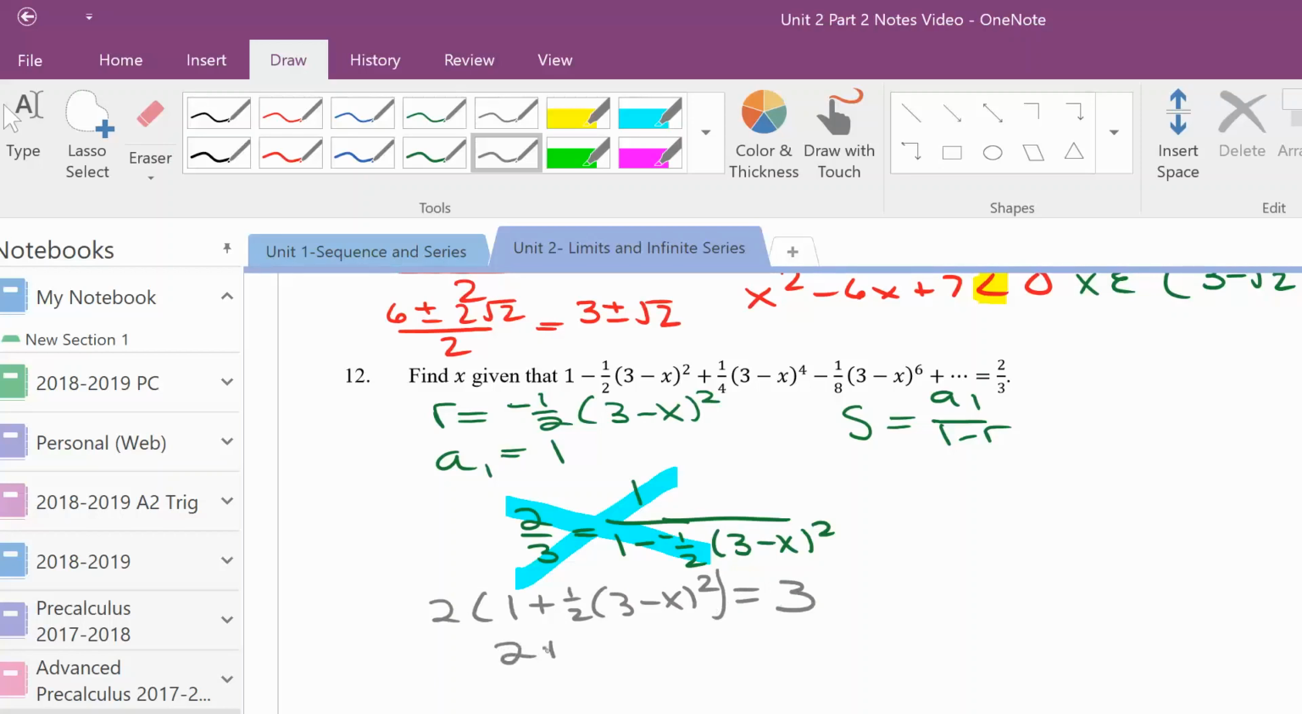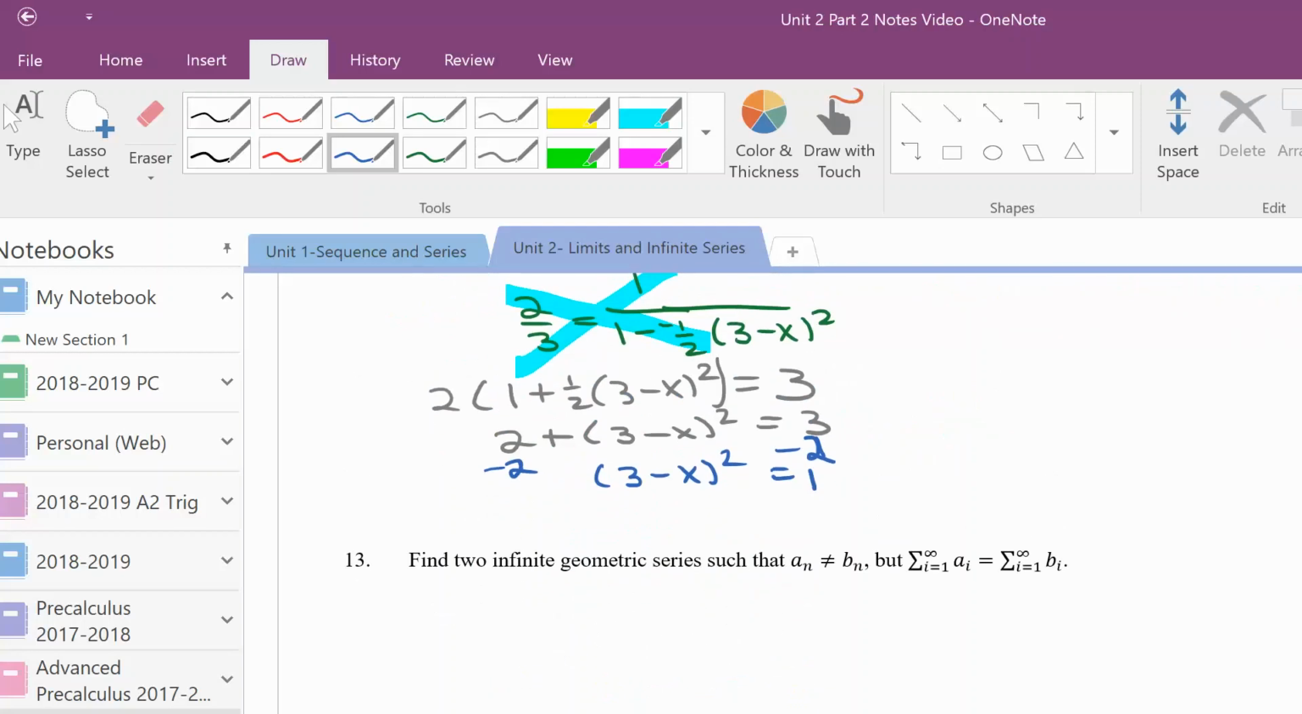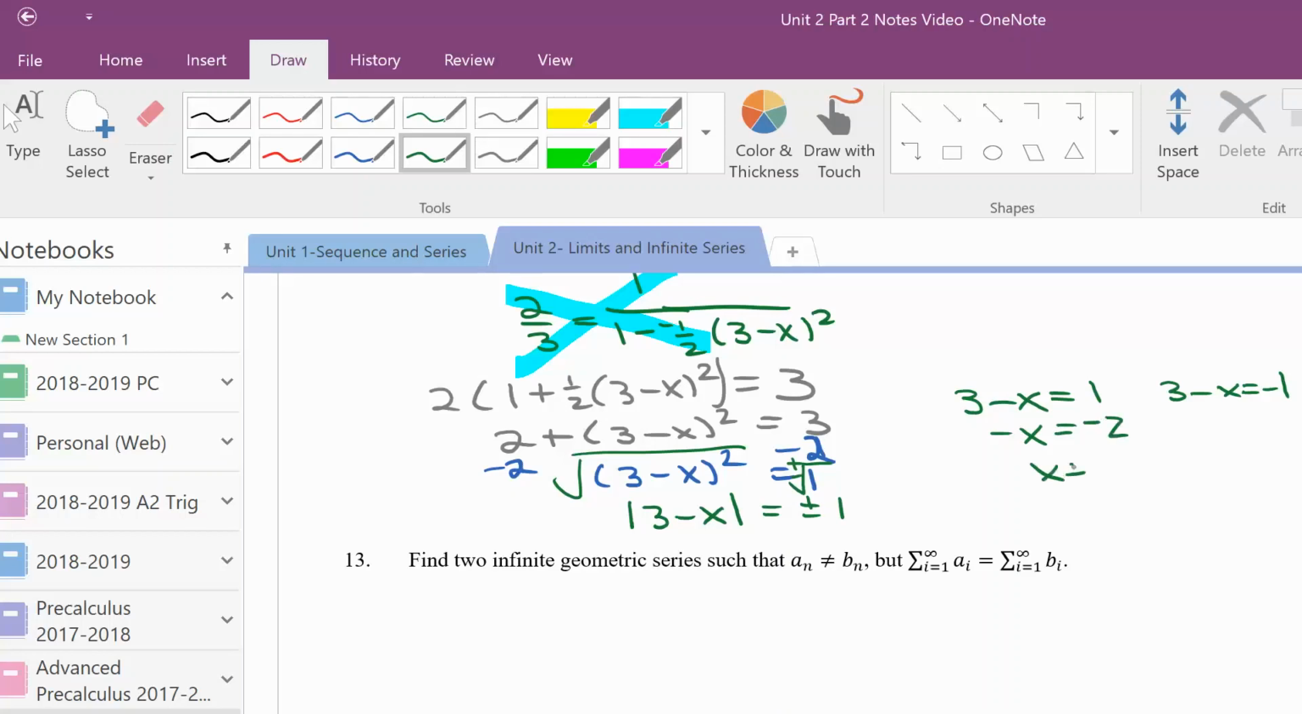When you distribute the 2, you get 2 plus 3 minus x squared equals 3. Subtract 2. 3 minus x squared equals 1. Now there's a couple different ways you could do this. You could FOIL this out and then factor it, or you could take the square root. If you take the square root of both sides, remember that's plus or minus, so you get the absolute value of 3 minus x equals plus or minus 1. So you get 3 minus x equals 1, 3 minus x equals negative 1. So negative x equals negative 2, x equals 2. Negative x equals negative 4, x equals 4. So those are your two answers of 2 or 4 for x.